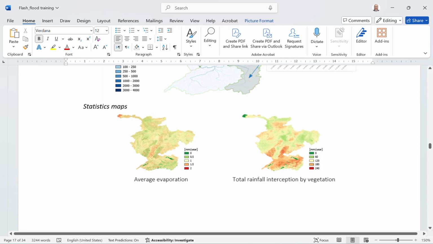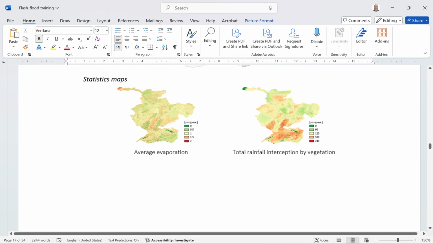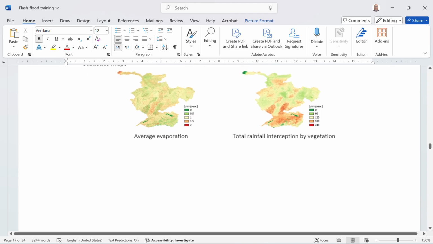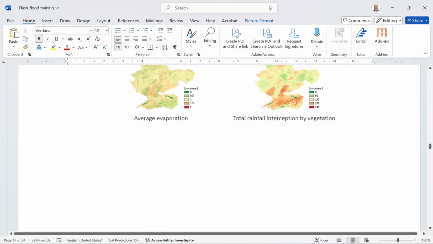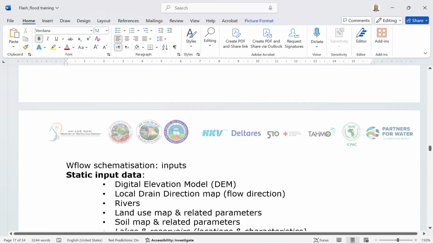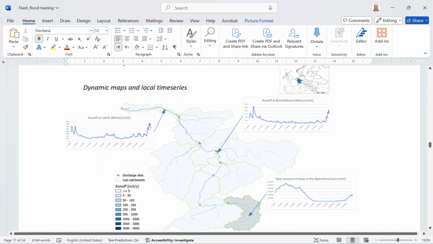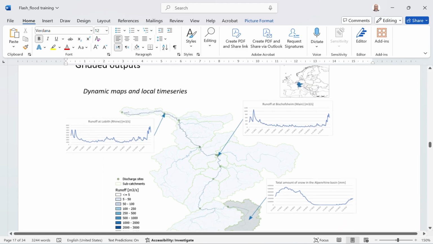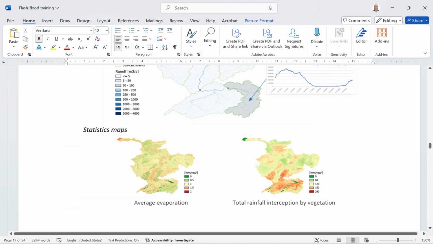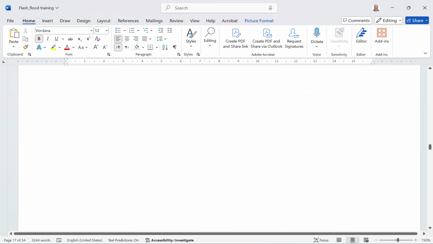So as we said, we have static maps, for example, the average evapotranspiration and the total rainfall interception by vegetation. So these are the different gridded outputs. We have dynamic maps and local time series. We also have some static maps as gridded output.